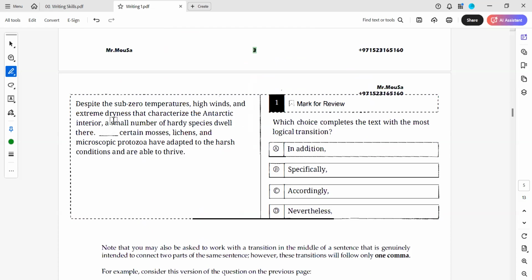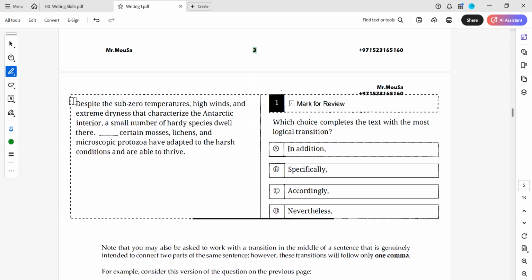Guys, the process again. How to tackle those questions. Step one, you need to read the previous sentence and the containing sentence. So we need to read the first one, which is the despite sentence, and the containing sentence starting from certain. We have to determine what could be the relationship between them. So what could be the relationship between these two ideas? Our next reader, Raghat, let's check what we have here in these two ideas.